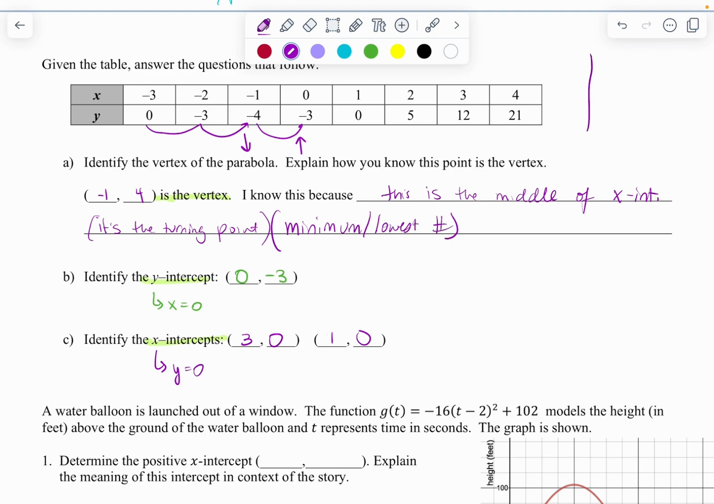It will either have a lowest number if you have this, or it will have a highest number. So you can call it a maximum or a minimum. Or you can also do the symmetry thing.